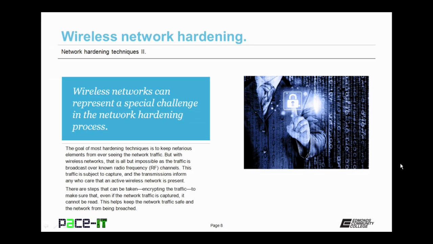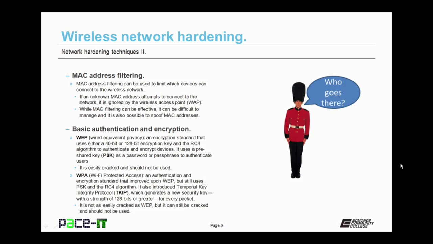Wireless networks can represent a special challenge in the network hardening process. The goal of most hardening techniques is to keep nefarious elements from ever seeing the network traffic. But with wireless networks, that is all but impossible, as traffic is broadcast over known radio frequency channels. This traffic is subject to capture, and the transmissions inform any who care that an active wireless network is present. There are steps that can be taken, as in encrypting the traffic, to make sure that even if the network traffic is captured, it cannot be read. This helps to keep the network traffic safe and the network from being breached.